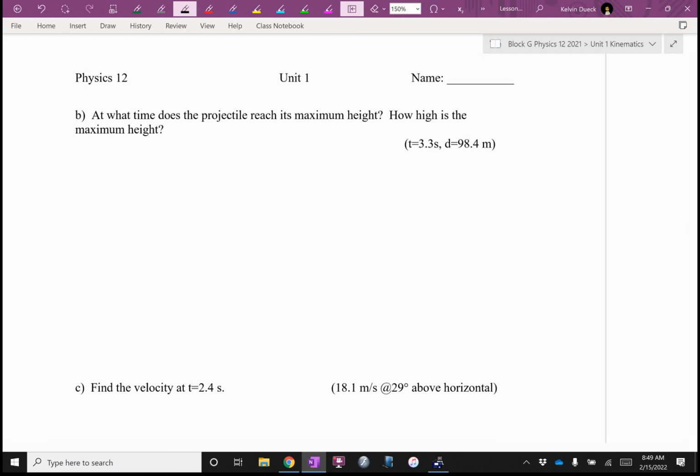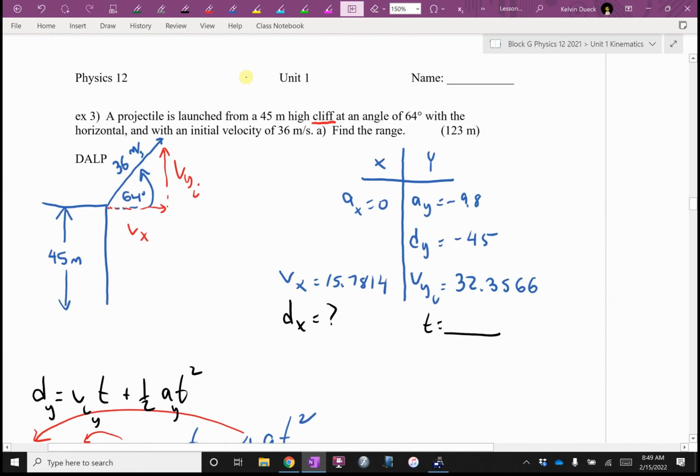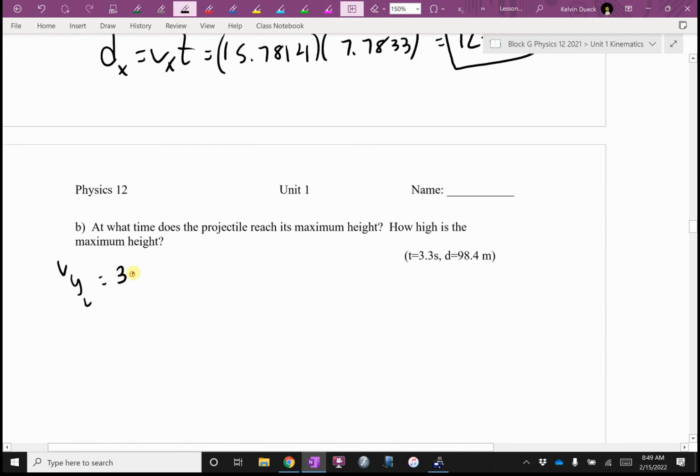Okay, so Vy initial was, I'll scroll back, 32.3566. Darman, what was Ay? Negative 9.8. Can I use the time of 7.78 seconds? Is that one? No, we're not at the top then. I need 3 things to find the 4th. What else do I know?